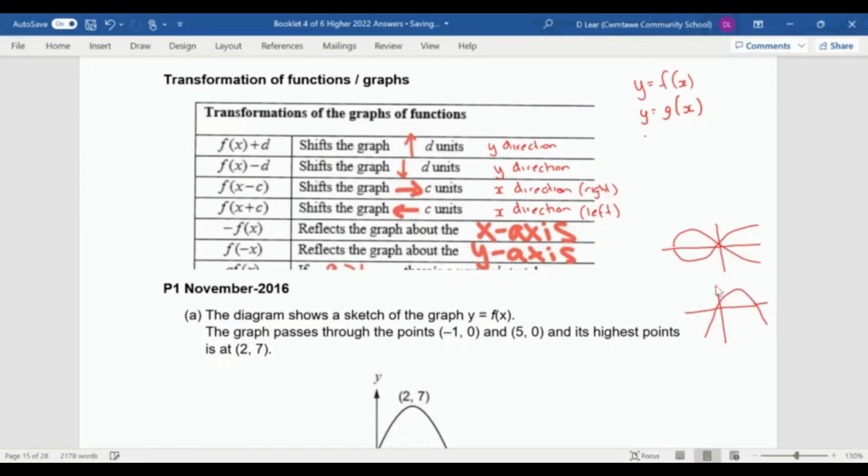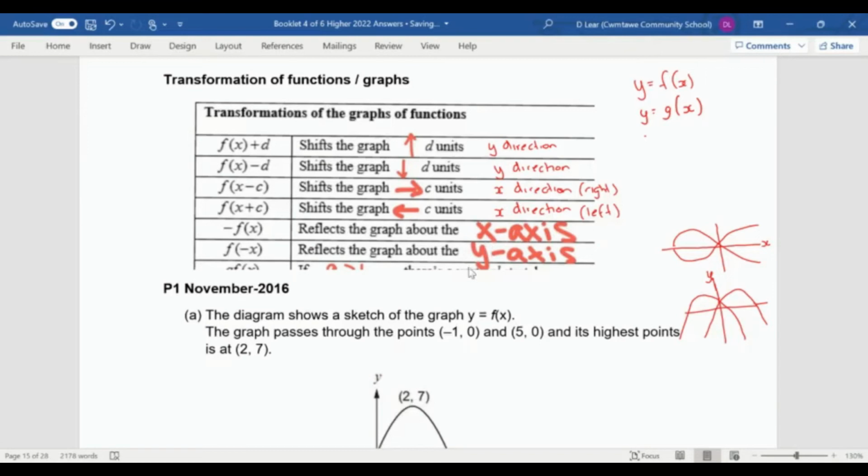If it's a reflection in the y-axis, it's this line. So what was to the left is now to the right, and this bit, which was to the right, is now to the left. So there's a flip using the y-axis as a mirror line. This is using the x-axis as a mirror line. Hopefully they are a little bit more difficult to draw.